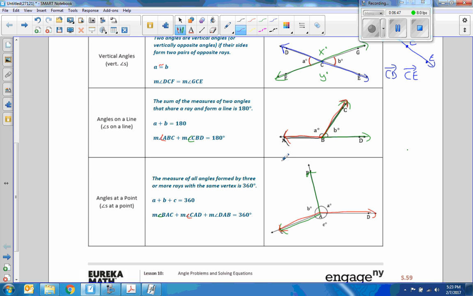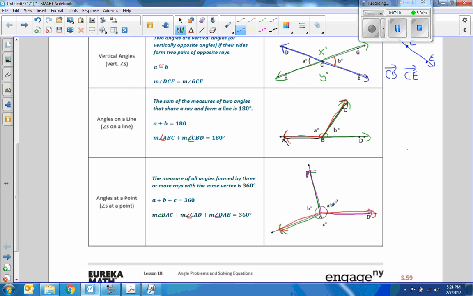And then finally, we're going to have angle DAB. So if I start at D, go to A, and then up to B, I now have angle DAB that shares AB with angle BAC, and it shares ray AD with angle CAD. Okay, so this can get confusing, but there's a lot of stuff going on here.